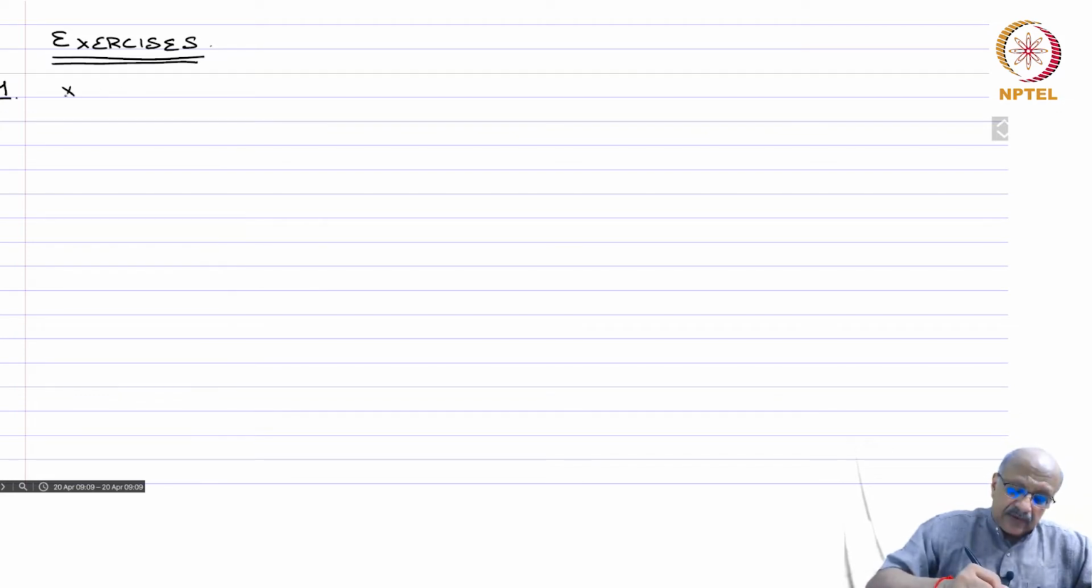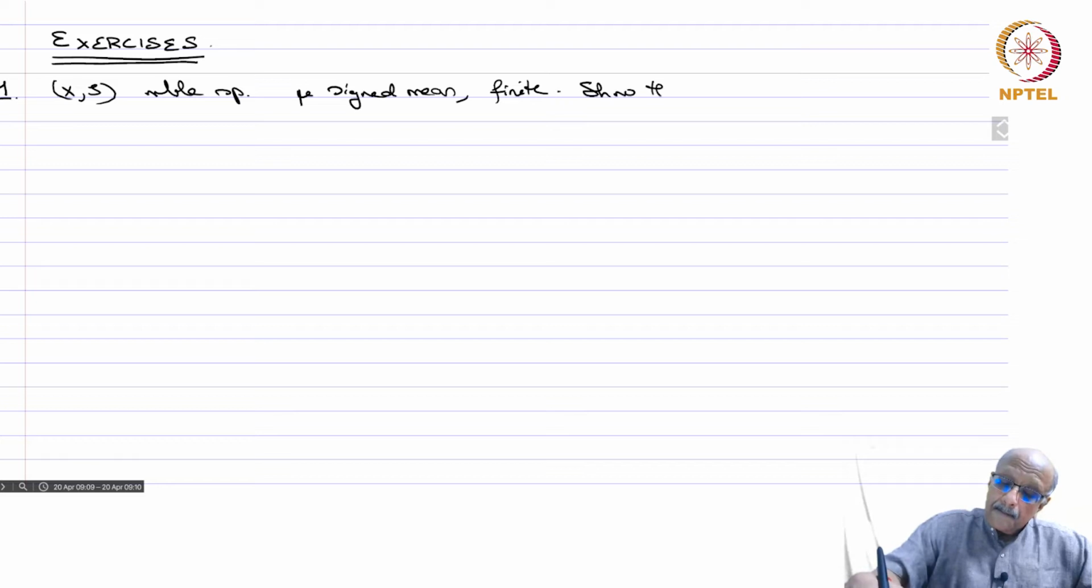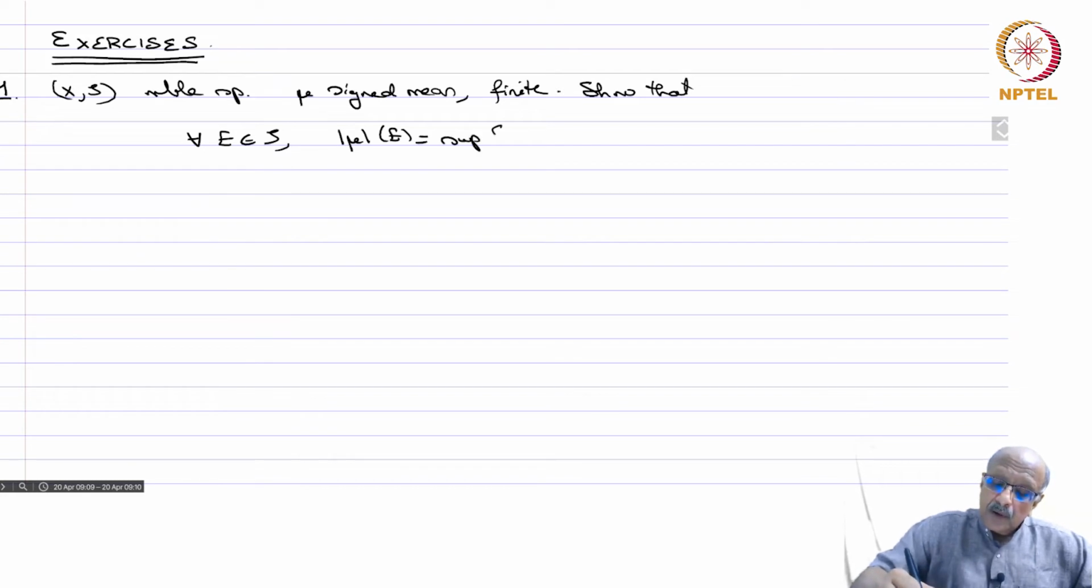First one, X, S measurable space, mu signed measure which is finite. Show that for every E in S we have mod mu of E equals sup over integral f d mu over E, where mod f is less than or equal to 1.